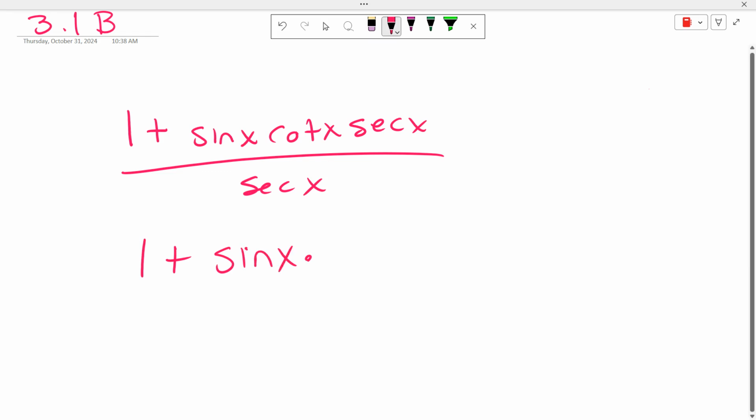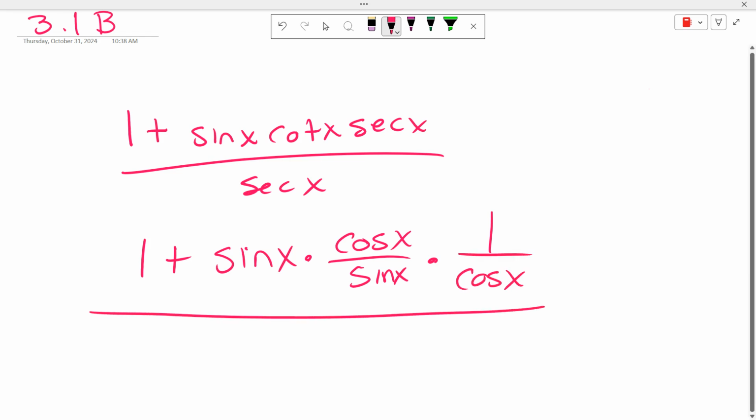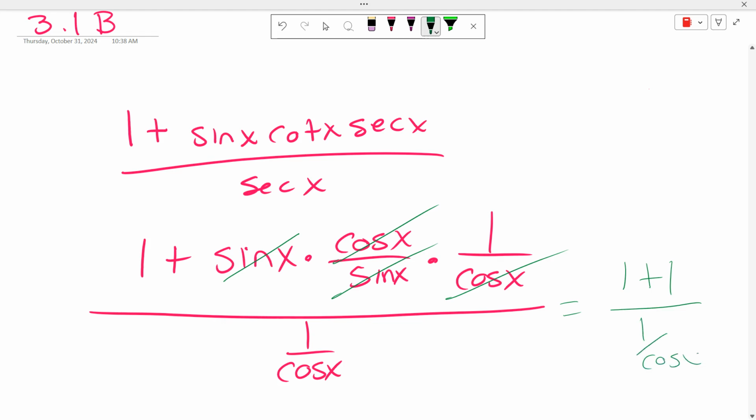What's the cotangent of x equal to? Cosine of x over sine of x. What's the secant equal to? 1 over cosine of x. All right. So we're good so far, right? Can I cancel anything? I can cancel the sines right here, right? I can cancel the cosines here, right? So I get 1 plus 1 over 1 over cosine of x.